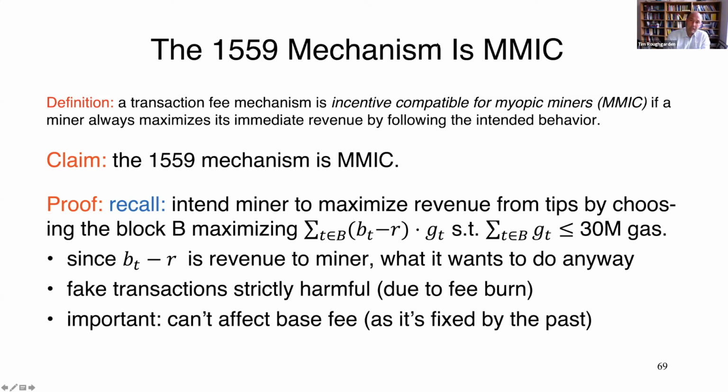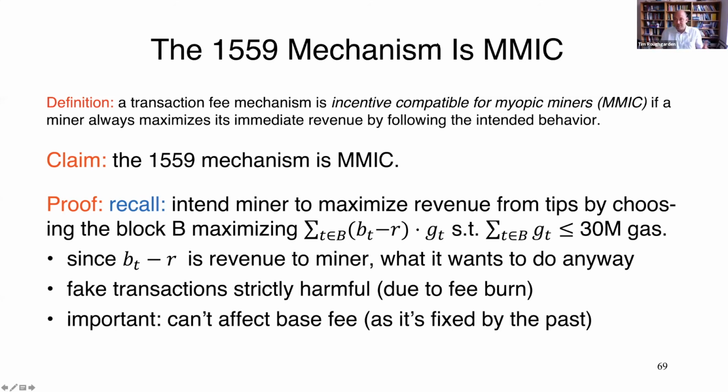And then we can just quickly verify that that's true also for the 1559 mechanism. Why is it MMIC? Basically for the same reason as first price auctions. The difference is there's this base fee, but the base fee is burned, right? The miner can't do anything about that. The base fee is a function purely of the past, so it can't change what the base fee is.